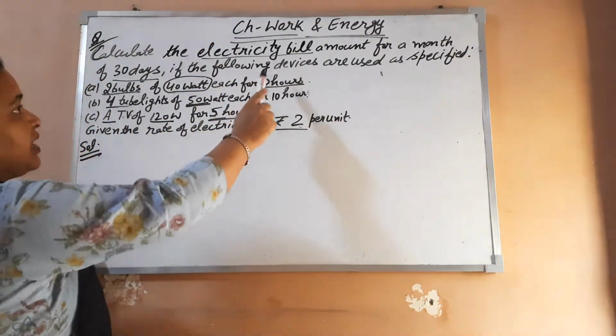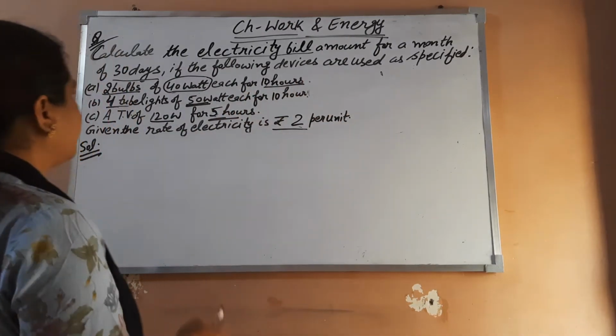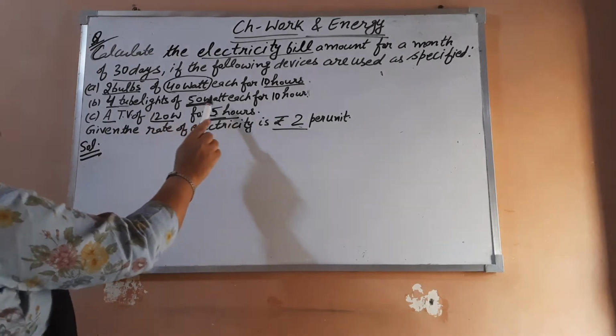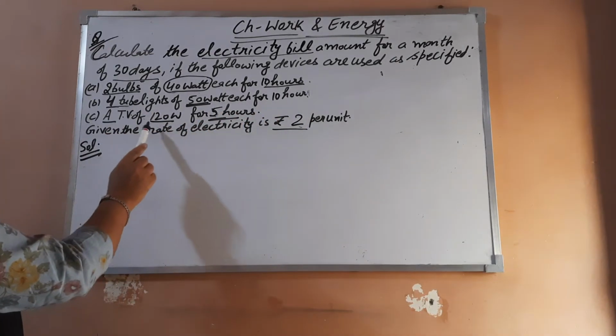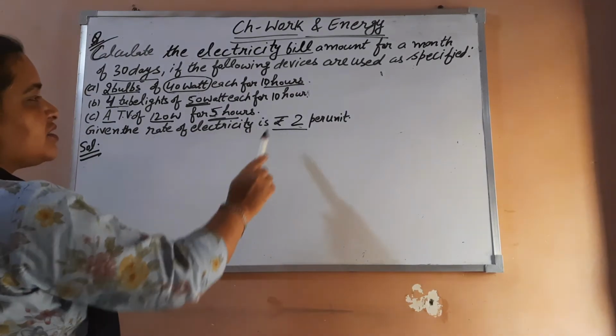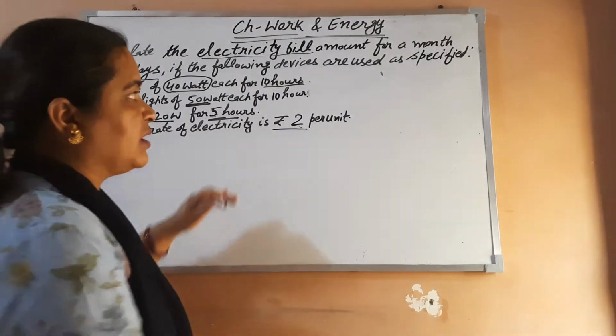So let's see the question. Calculate the electricity bill amount for a month of 30 days if the following devices are used as specified: 2 bulbs of 40 watt each for 10 hours, 4 tube lights of 50 watt each for 10 hours, a TV set of 120 watt for 5 hours, given that the rate of electricity is rupees 2 per unit. This type of question carries 5 marks.